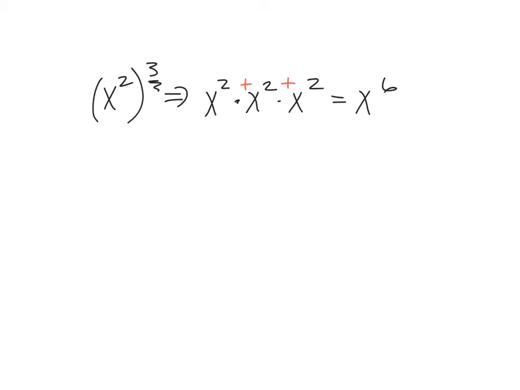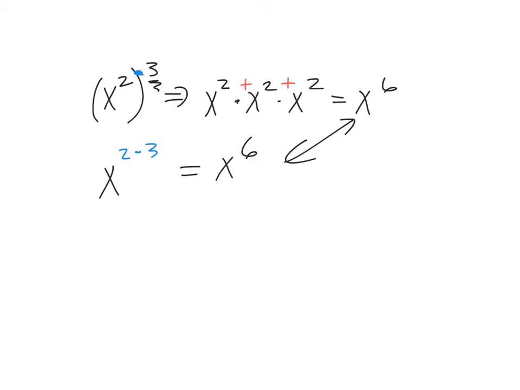So what's the shortcut here? The shortcut is when you have a power to a power, you multiply. So I have x to the 2 times 3, which gives me x to the sixth, the same thing I got right there.